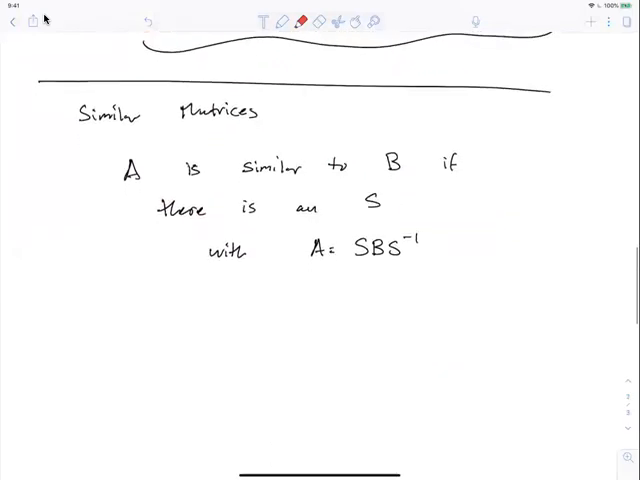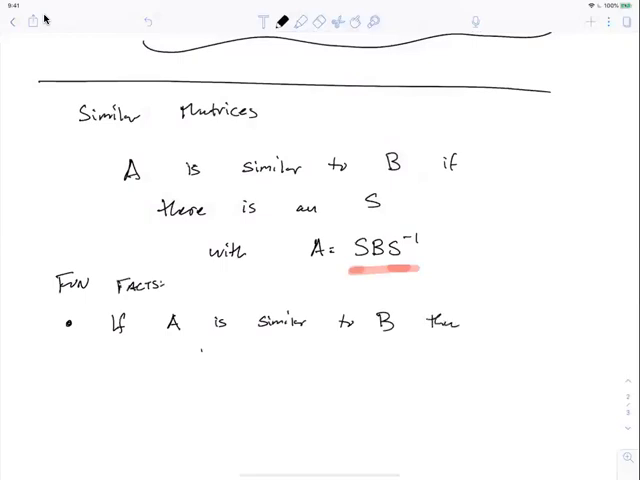Now you may notice here I actually wrote it slightly backwards. I wrote S inverse. Most of the time you're going to use this in this form. But let's go through some fun facts about similar matrices. If A is similar to B, then B is similar to A.